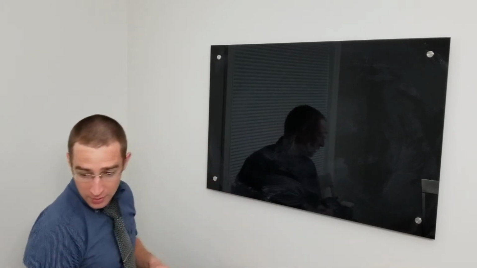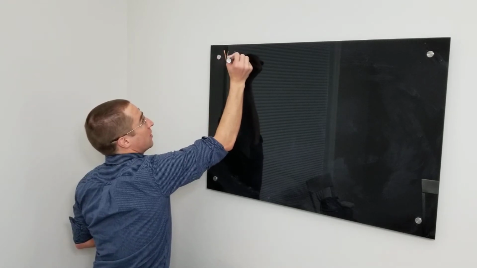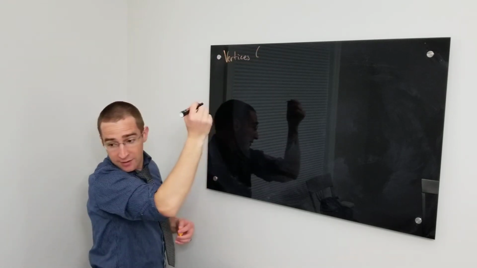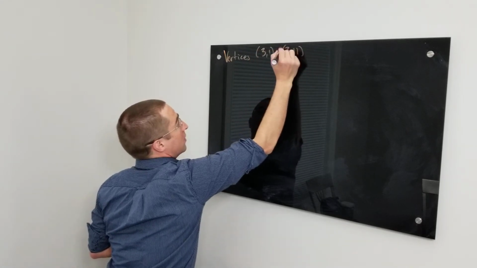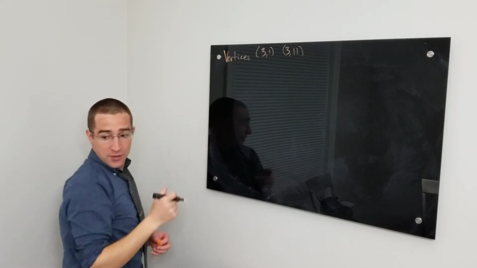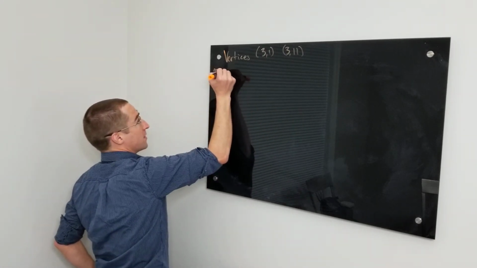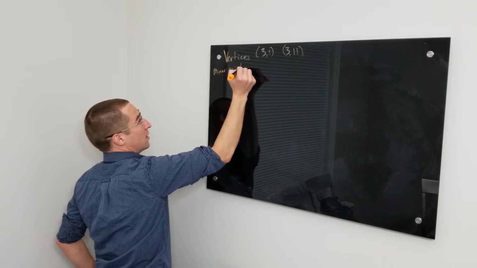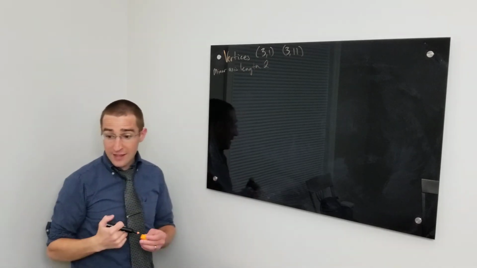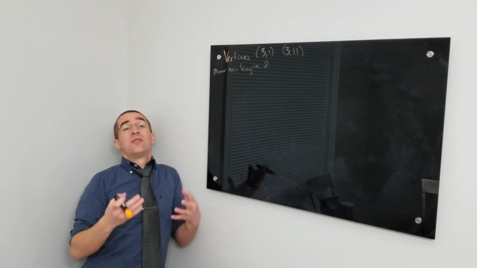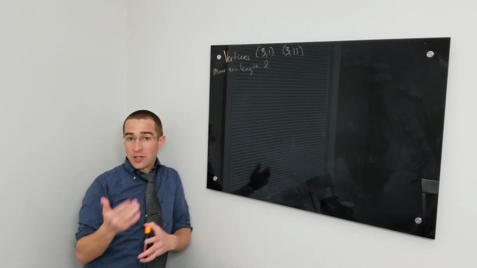Go orange. So here we have vertices at 3,1 and 3,11. So same x number, different y numbers, and the minor axis length is 2. That's the info that we're given. We want to find the rest of the information about the ellipse along with the equation and sketch a graph of it.